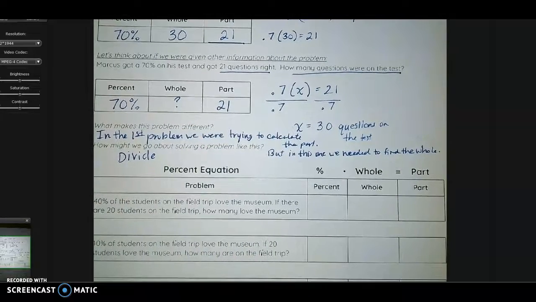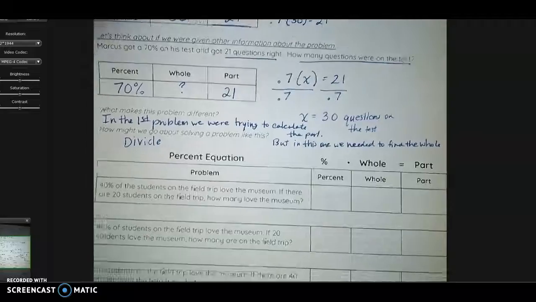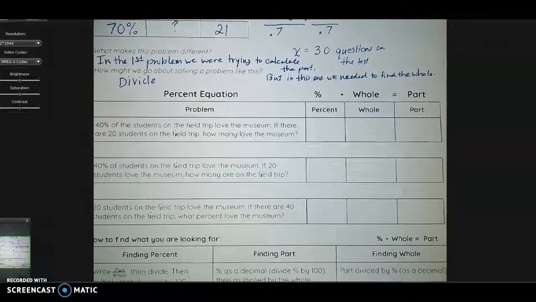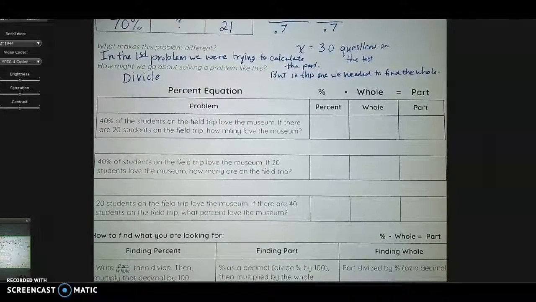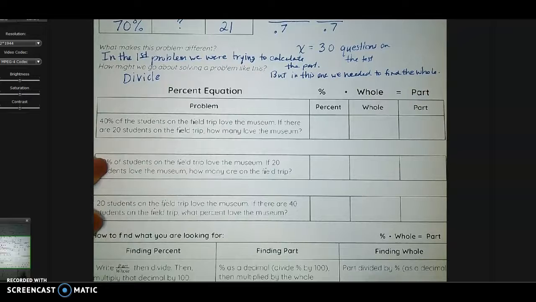What I want you to do right now is pause your video here. I want you to take a look at these 3 questions and see if you can get the numbers in the correct spots and leave the correct blank open.